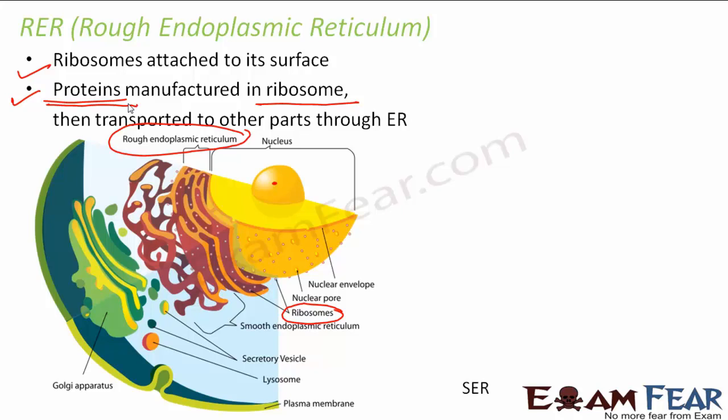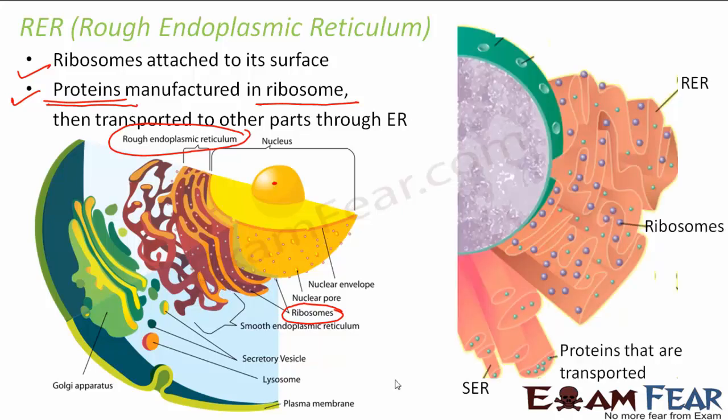So that means these ribosomes are attached on the surface of rough endoplasmic reticulum. Now these ribosomes will produce proteins, and these proteins will be carried to other parts of the cell through the endoplasmic reticulum. So that means these proteins will again be carried out to other parts with the help of smooth endoplasmic reticulum.